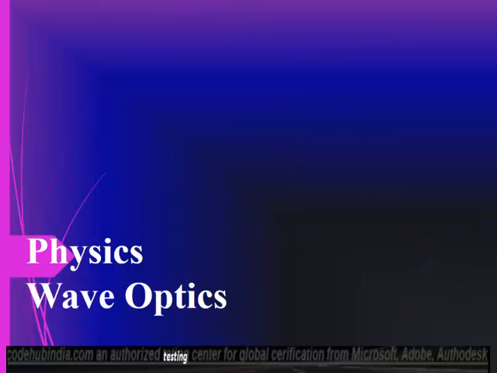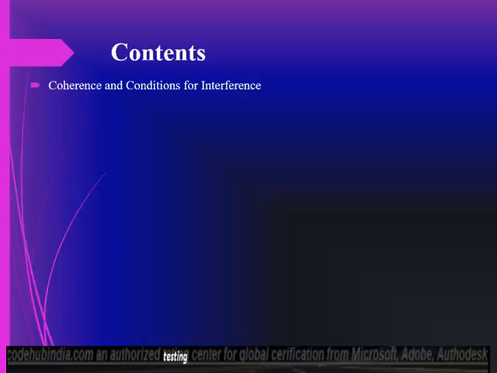Today's topic is wave optics. We have to understand what interference is, the obstruction of light, what an interferometer is, and thin film interference.